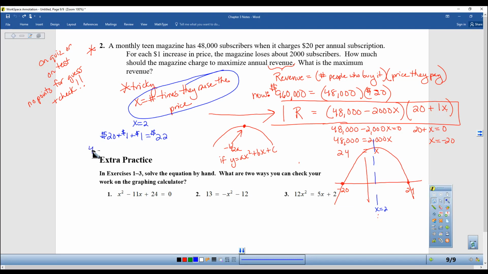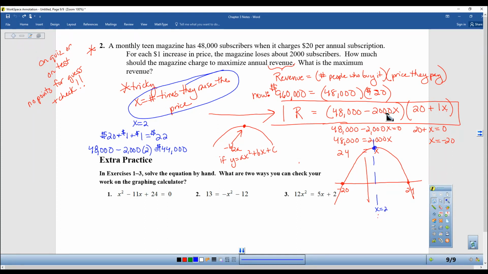They used to have 48,000 subscribers, but they're going to lose 2,000 twice, minus 2,000x. They're going to lose 4,000 people. They're going to have 44,000 customers. What is their maximum revenue? Well, there's two ways to find it. It is the y value. The maximum revenue happens if x is equal to 2.